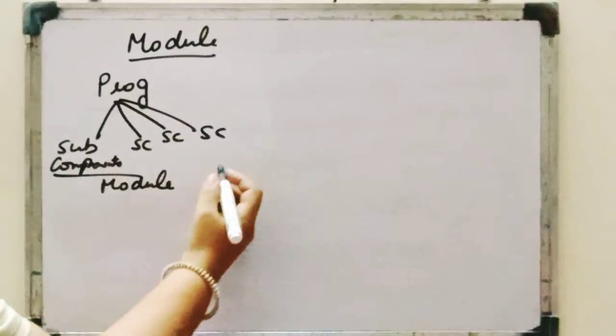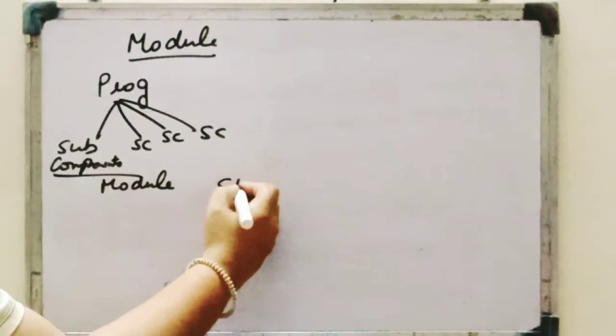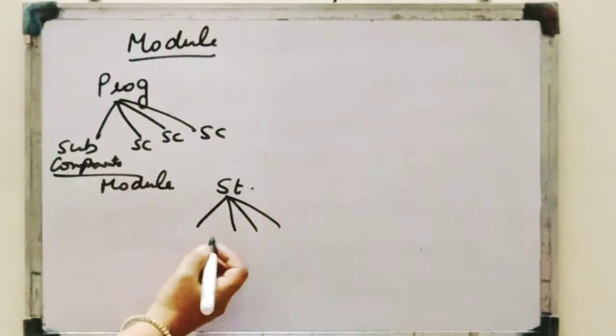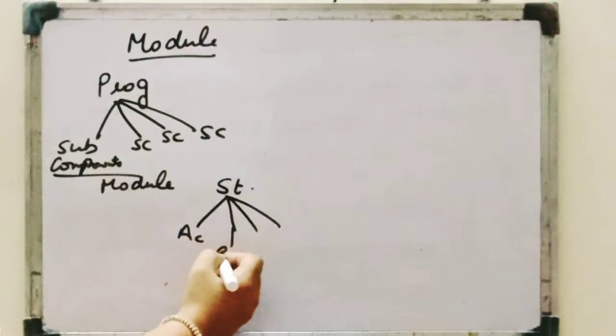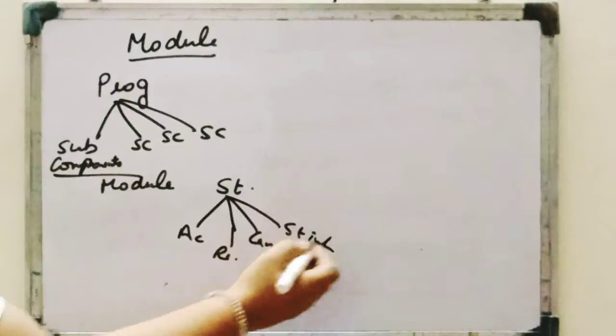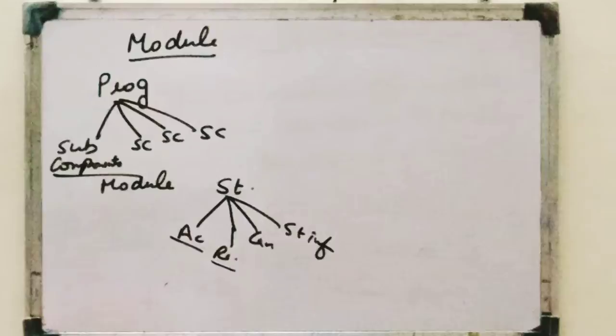Suppose you have a student management program. In student management, you have different parts, for example account part, reception, canteen, student information. This is one module, this is one module, and so on. It means partition of a program into individual components is known as a module.